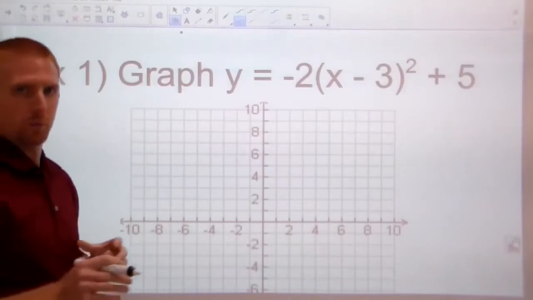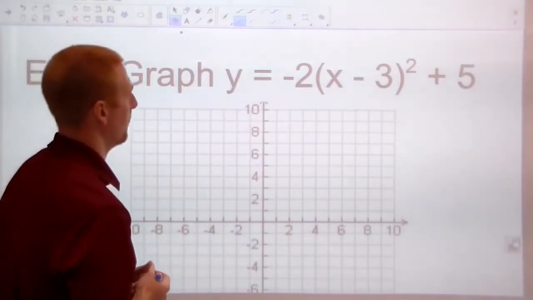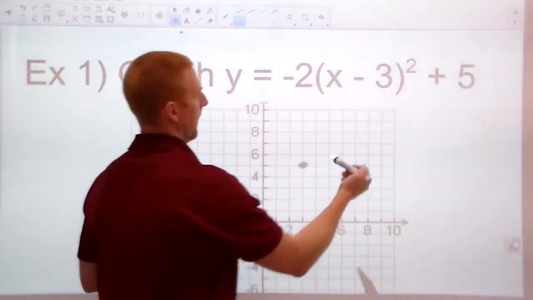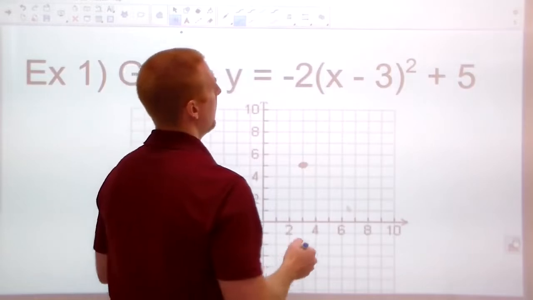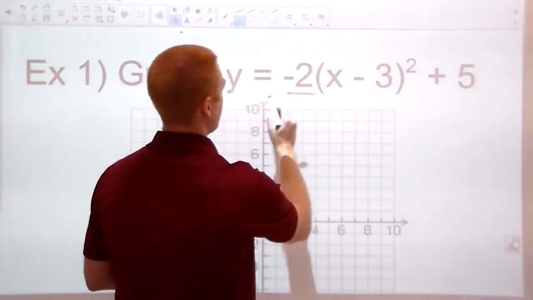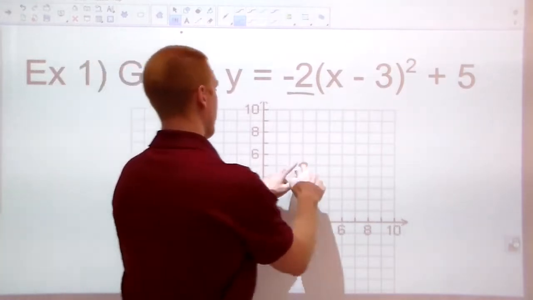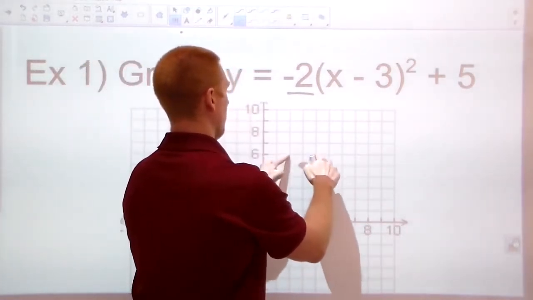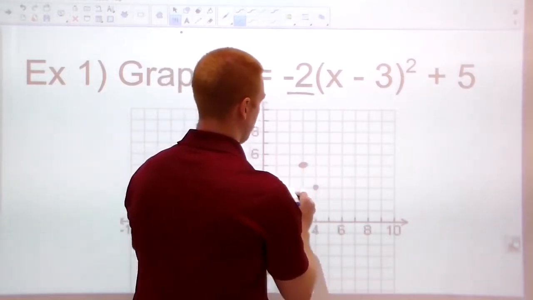So let's graph one just to review it a little bit, make sure we understand how to put them on a graph, how to do the opening pattern. So start with the vertex. This one's going to be at (3, 5). So we go over 3, up 5. All right. The a value is -2. So this is going to open down. Now normally if I go over 1 either direction, I go up 1. Well, this will be times -2, so I'll go down 2.